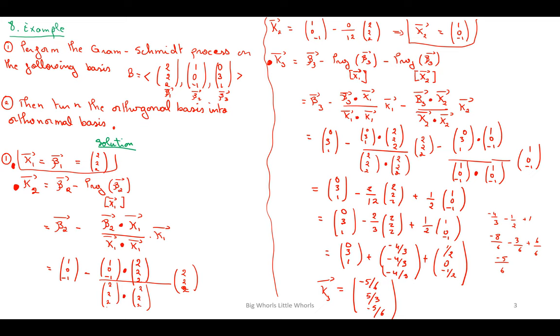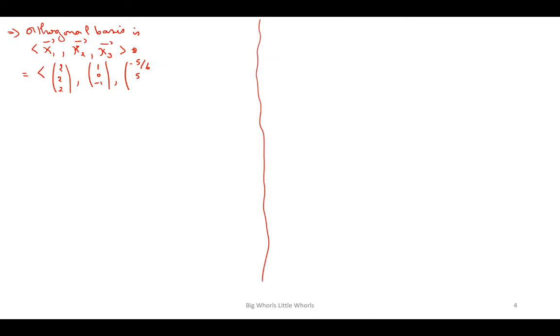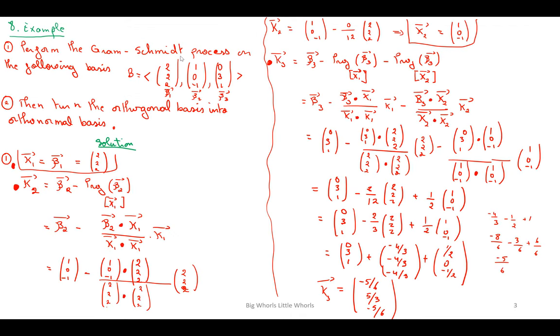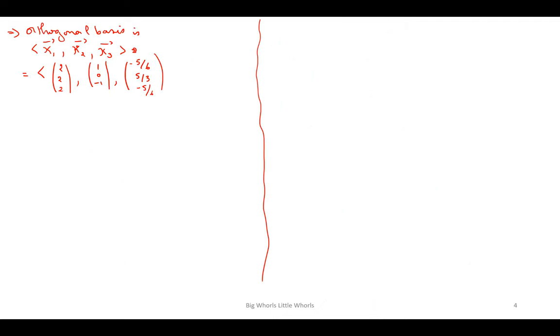Okay. So let's make sure everything is okay. So this is 5 over 3, and this is minus 5 over 6. Double check. Everything is okay. 2, 2, 2, 5 by 3, minus 5 over 6, yes. Yeah, that's good. So this is our new basis, okay?